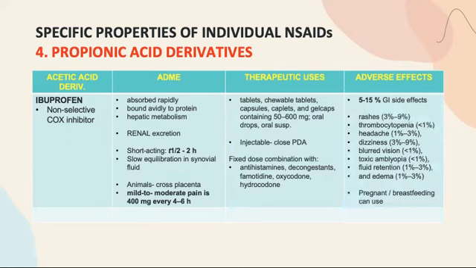5 to 15% of patients experience GI side effects. Less frequent adverse effects include rashes, thrombocytopenia, headache, dizziness, blurred vision, and in a few cases, toxic amblyopia, fluid retention, and edema. Ibuprofen can be used occasionally by pregnant women. However, concerns apply regarding third trimester effects, including delay of parturition. Excretion into breast milk is thought to be minimal, so ibuprofen also can be used with caution by women who are breastfeeding.